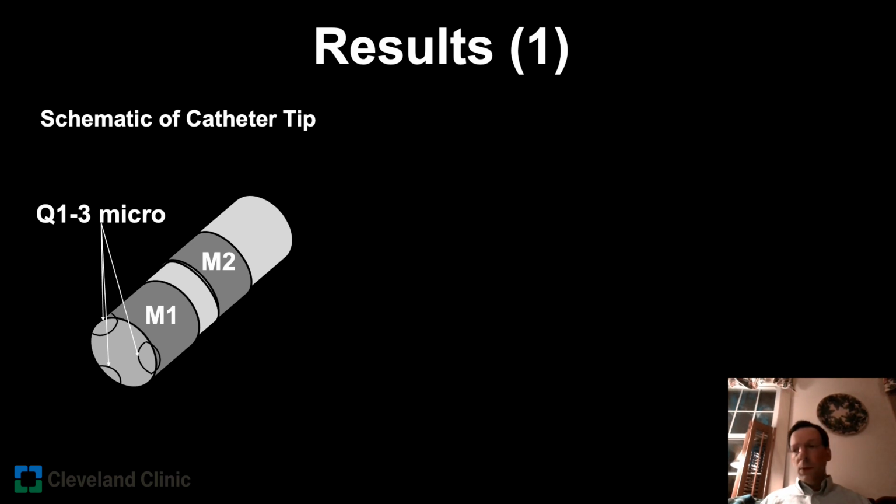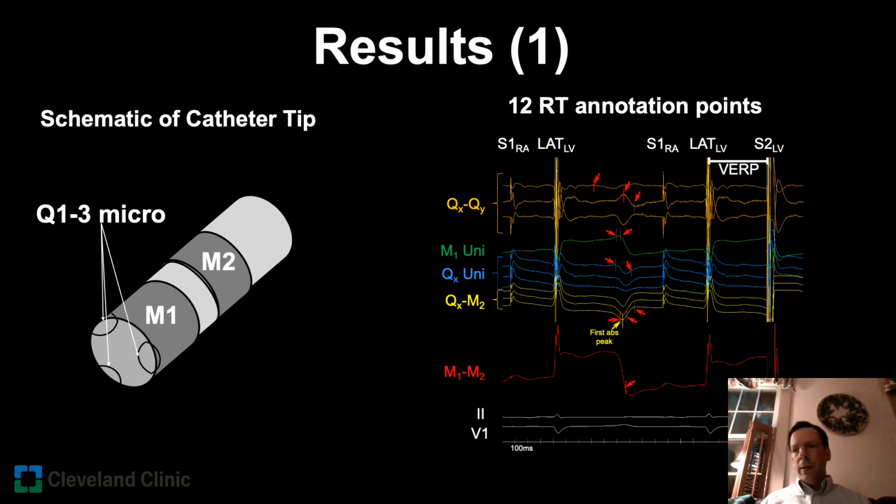The left panel shows a schematic of the catheter tip for reference. The right panel shows an example of recordings created using this catheter. This includes bipolar tracings as well as unipolar tracings. The red and yellow arrows indicate the location of the empiric assignment of repolarization times. This panel also shows an example of the measurement of local VERP.